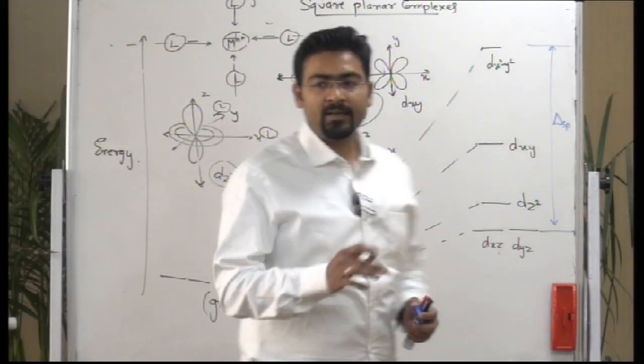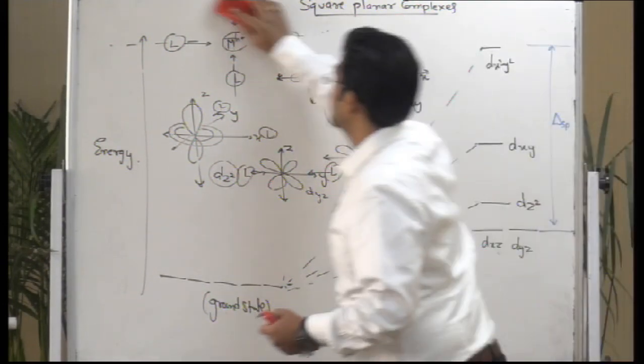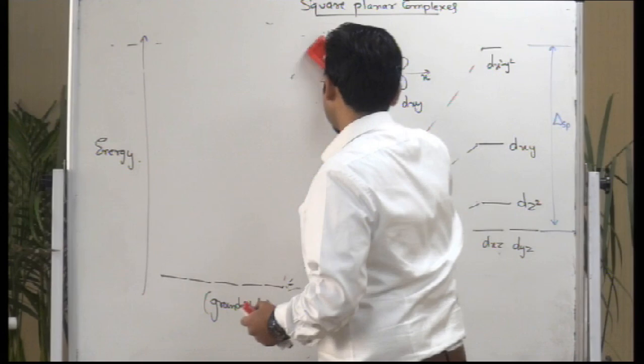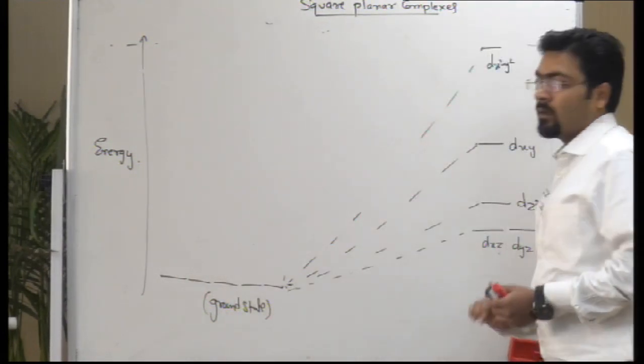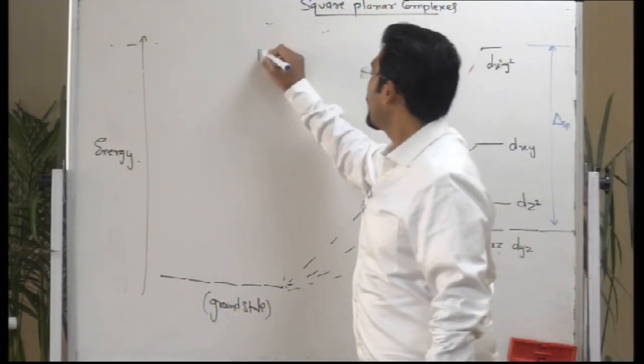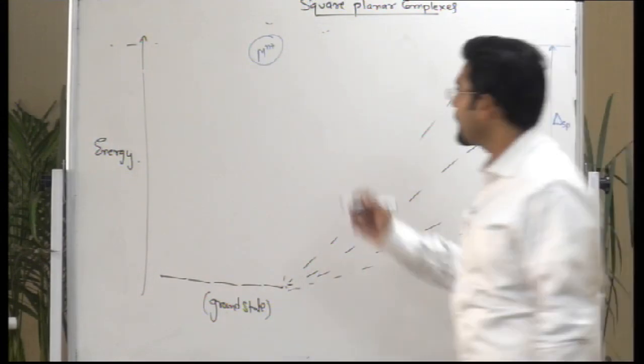Now, if I want to compare it with the octahedral geometry, for example, I have a metal ion. Can I just erase this part? It's creating a lot of mess here. Yeah, now it seems good. So, for example, I have a metal ion to which some ligands can bind, right? And I'm considering two cases.